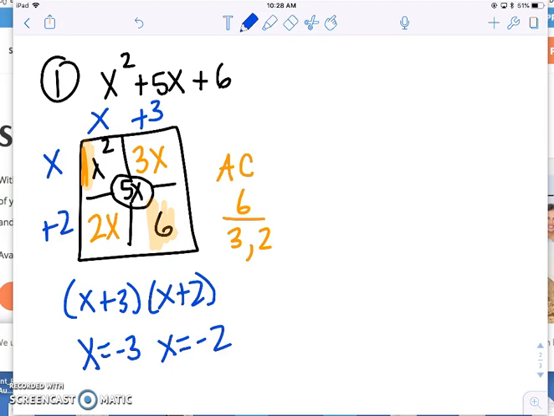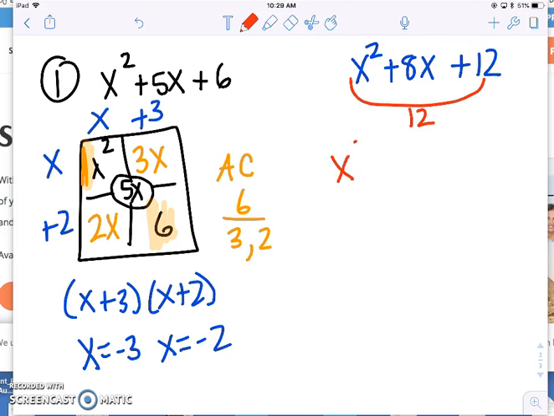So let's look at one by grouping. What if we had x squared plus 8x plus 12? So if we wanted to use the grouping method, a times c is 12. So it multiplies to 12 and adds to 8 is 6 and 2. So x squared plus 6x plus 2x plus 12.